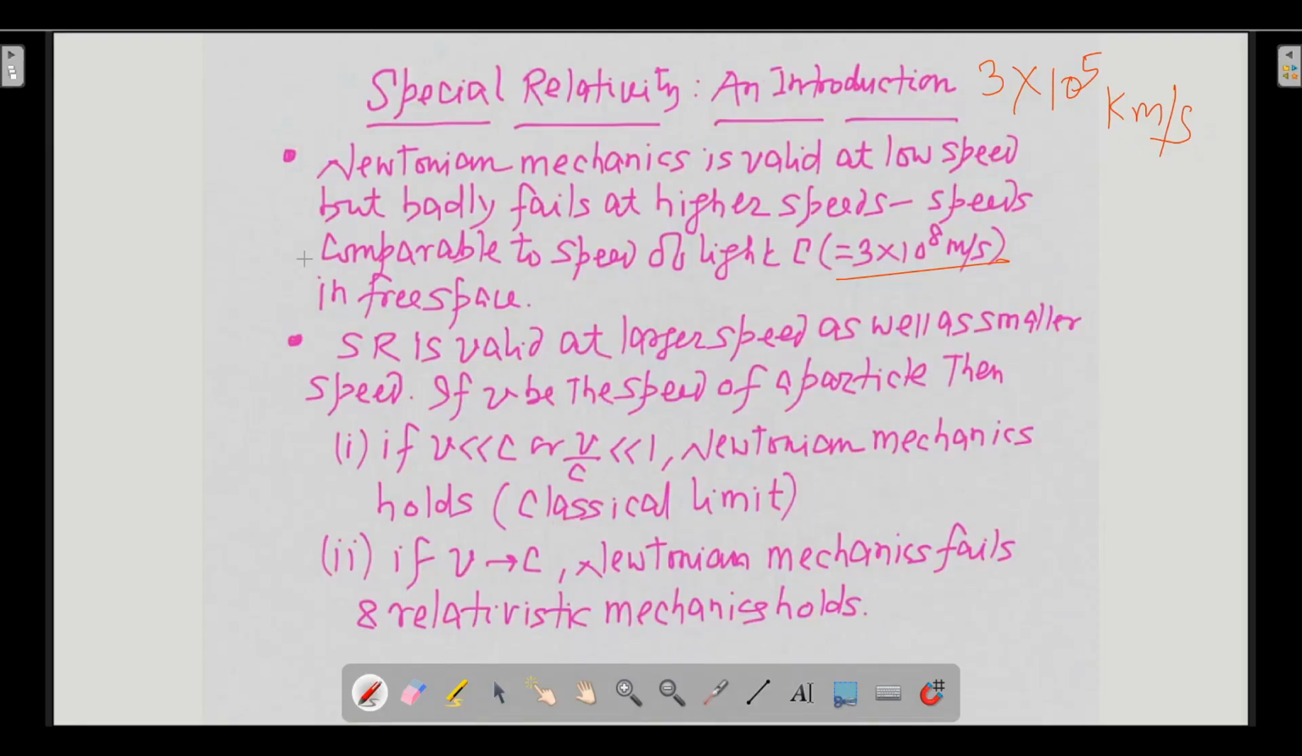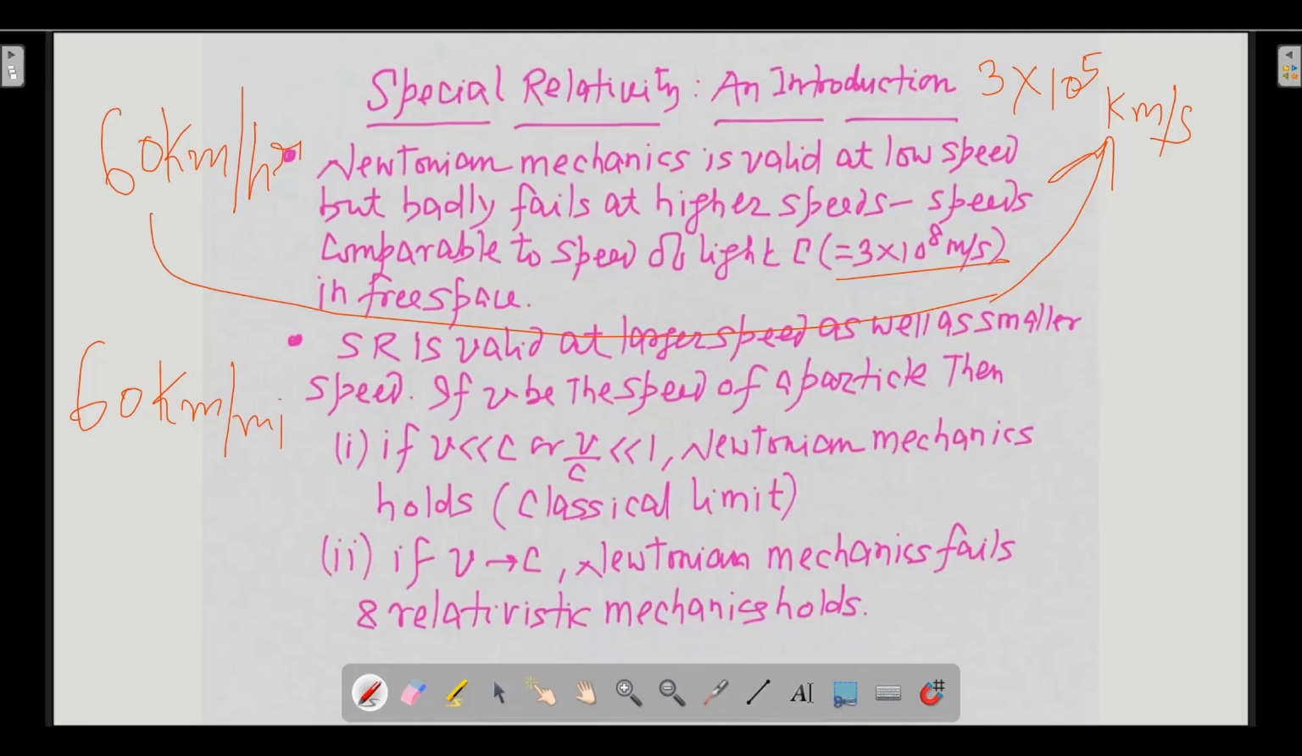What is an example of low speed compared to this? Your car moves at the rate of 60 km per hour. If we consider kilometer per minute, it will be 60 km per 60 minutes, so 1 kilometer per minute. This is the average speed of an everyday object such as a car. Your car or your bike moves with a speed of 1 kilometer per minute. I have converted 60 kilometer per hour into kilometer per minute.